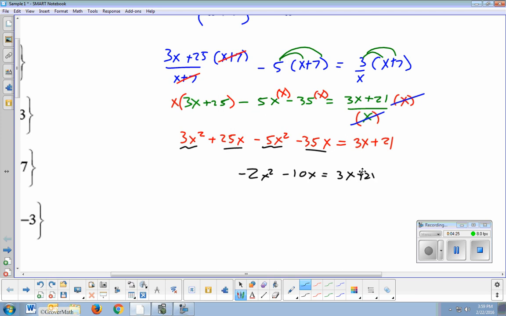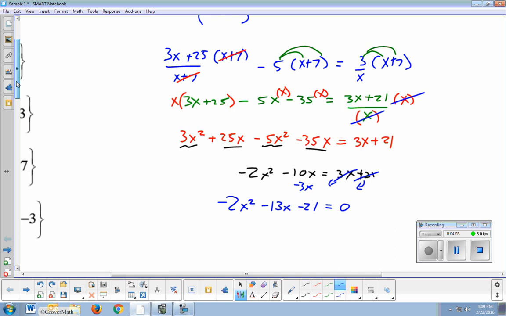And this is going to require some factoring, so I want to set it equal to 0. So I'm going to subtract my 3x over. I'm going to subtract my 21 over, and that's going to give us negative 2x squared, and negative 10x minus 3x, to get that over here, is going to be negative 13x, and we're subtracting 21 from nothing, so it's just minus 21 on the end, setting it equal to 0.